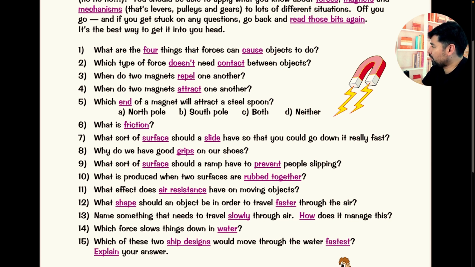Number 4, when do 2 magnets attract one another? And number 5, which end of a magnet will attract a steel spoon? A, North Pole, B, South Pole, C, both, or D, neither? Again, North Pole, South Pole, both, neither.